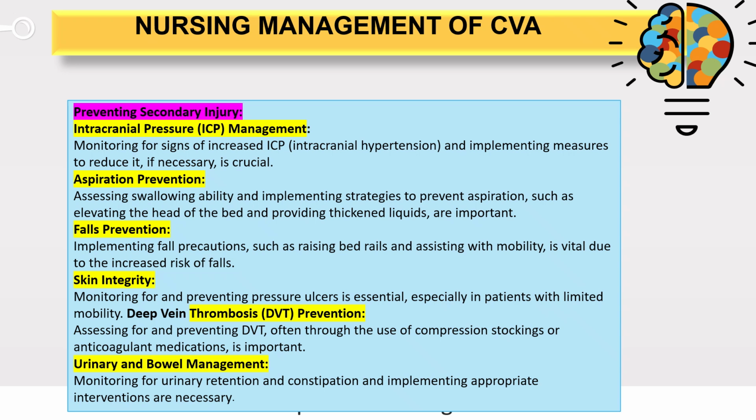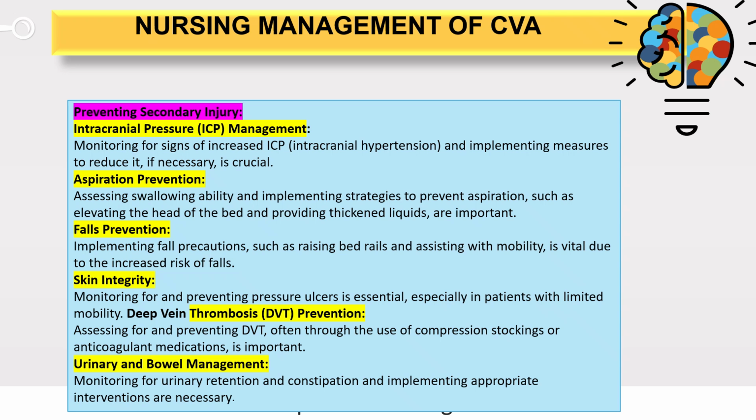Next is aspiration prevention, assessing the swallowing ability. So you will keep the patient 30 degrees up whenever you feed, elevate the head of the bed, do not provide liquid, you will provide thickened liquids. Fall prevention, because patients do not have proper ability to mobilize and cannot identify the risk themselves because of the cognitive disabilities. So you will have to implement fall precautions such as raising your bed rails, mobility and so on.